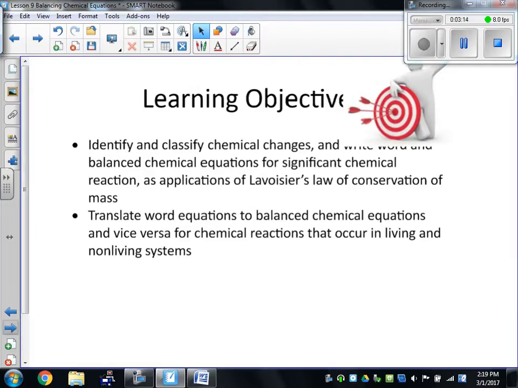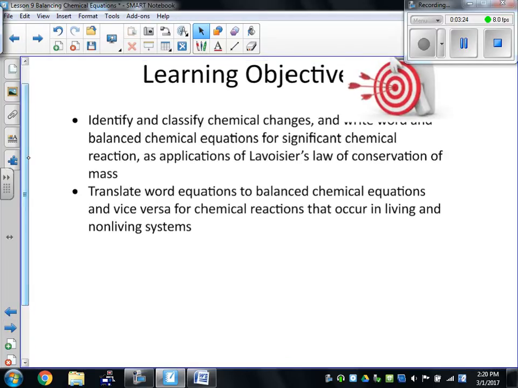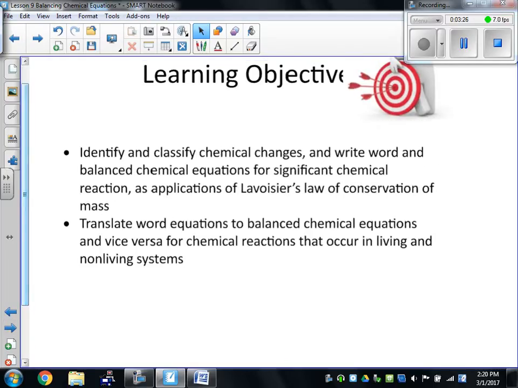Okay. So today, we're going to identify and classify chemical changes, and write word and balanced chemical equations for significant chemical reactions. Translate word equations into balanced chemical equations and vice versa.